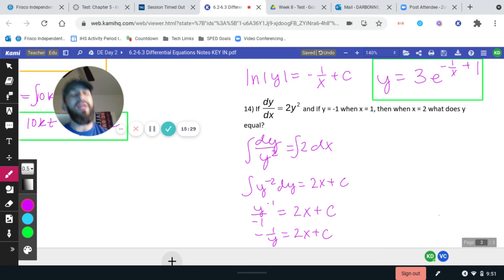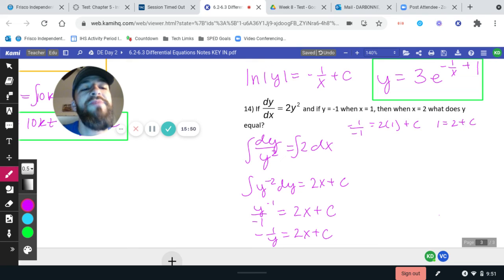Now, as always, we like to plug in first before we do anything else to solve for y. So let's go ahead and plug in for our value for c. So y is negative 1, x is 1. So negative 1 over negative 1 is equal to 2 times 1 plus c. So 1 is equal to 2 plus c, which means negative 1 is equal to c. So for our equation, we get negative 1 over y is equal to 2x minus 1.